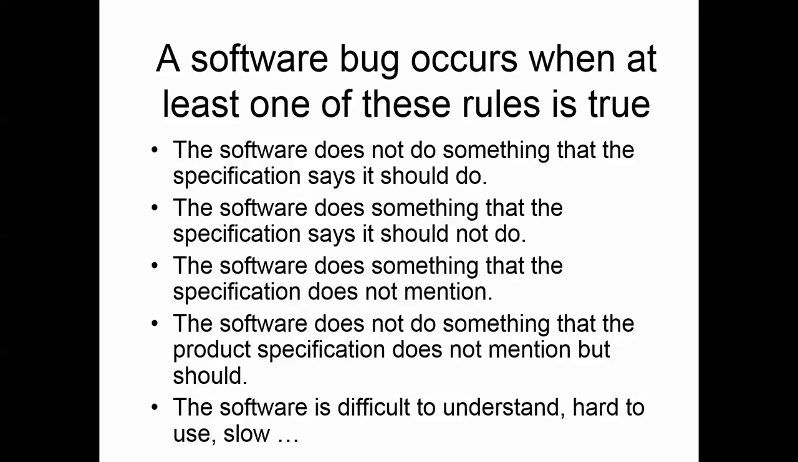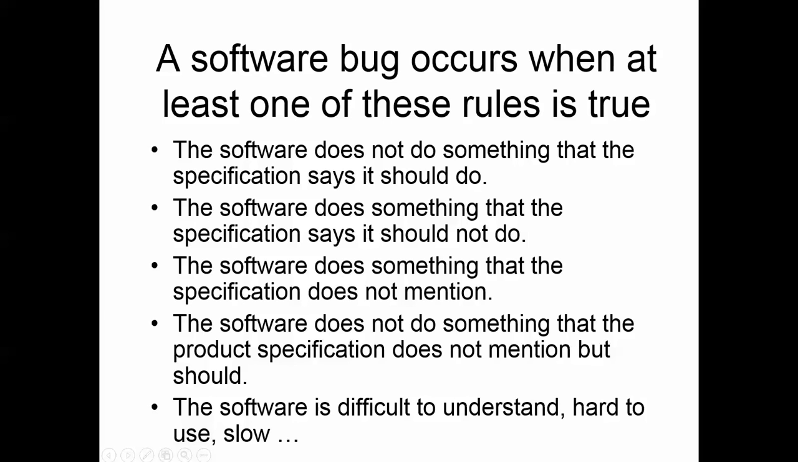Unless the users sign off and say, hey, yeah, that's what we really wanted it to do. Right? The software does something that the specification does not mention. Again, same thing. The software does not do something that the product specification does not mention but should. All right, and the software is difficult to understand, hard to use, and slow. Yes, those are bugs. If your software cannot be maintained, if it's written poorly, if you have poor variable names, if you have a series of nested loops that are just hard to maintain, that is buggy code because it leads to buggy code.